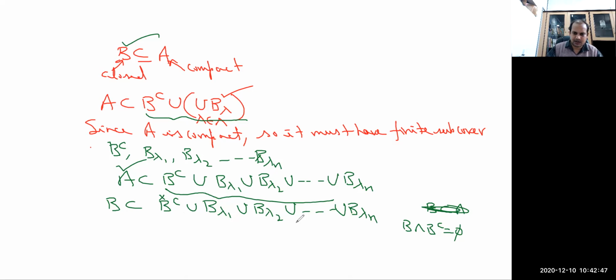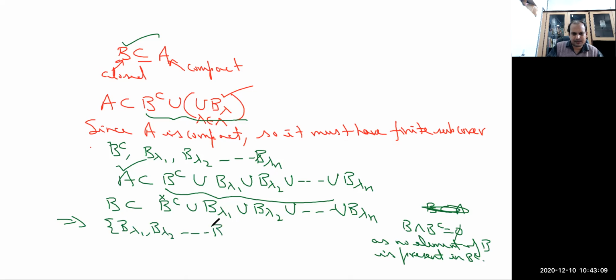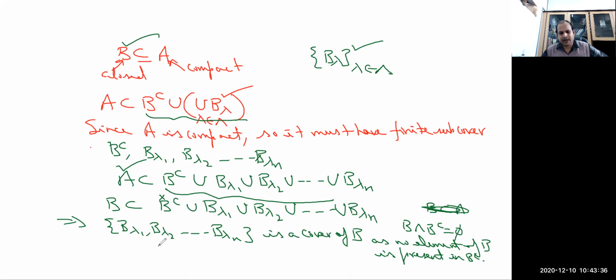So as no element of B is present in B complement, this implies that this collection B lambda 1, B lambda 2, and so on is also a cover for B. Since this collection B lambda is arbitrary, and every open cover for B will always have a finite subcollection, this implies that B is also compact.